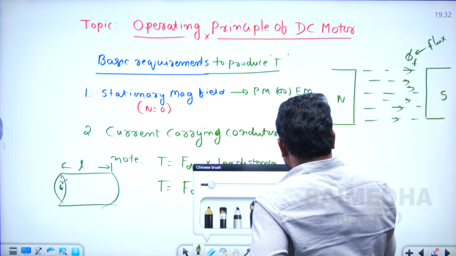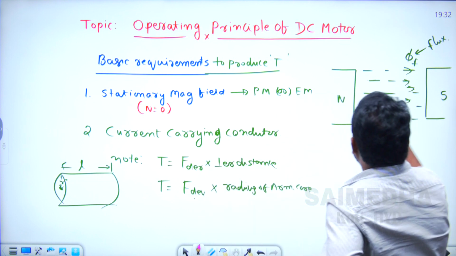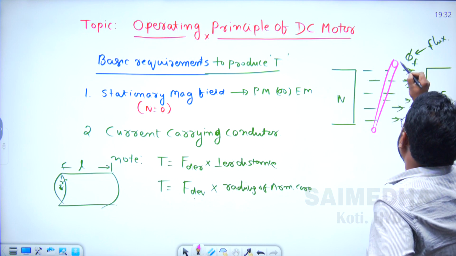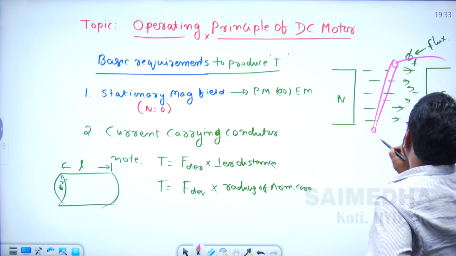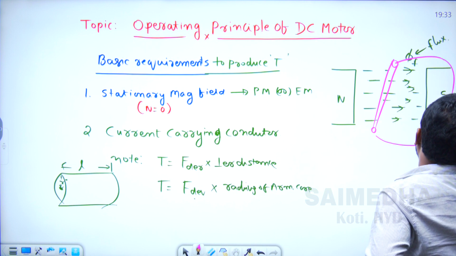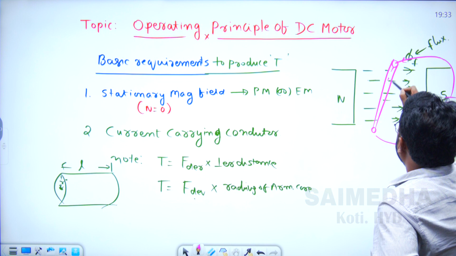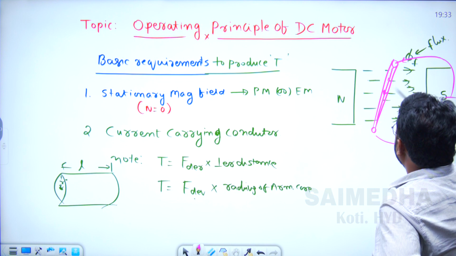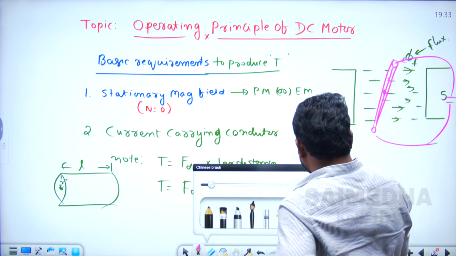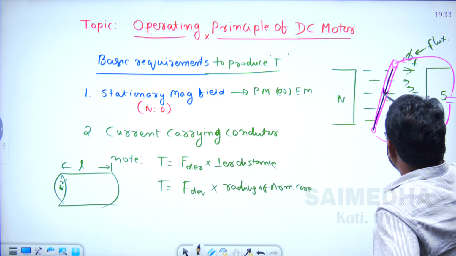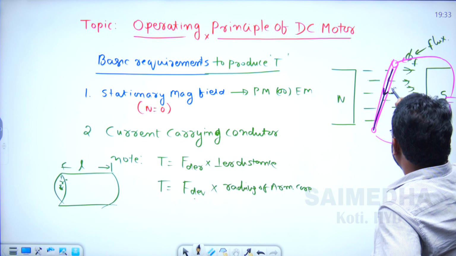How do we develop these current carrying conductors? Suppose we have a conductor which is excited with the supply. Then what will happen? Current passes through the conductor. Some amount of current, I, passes through the conductors. So this is the current carrying conductor.